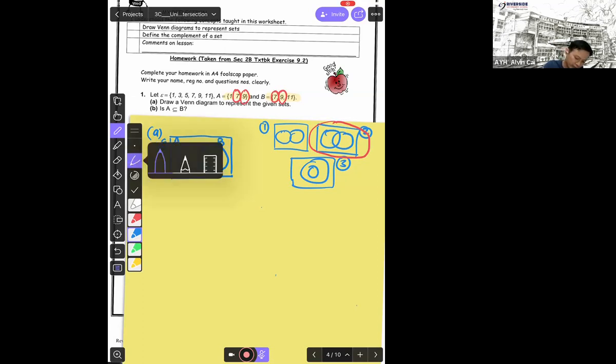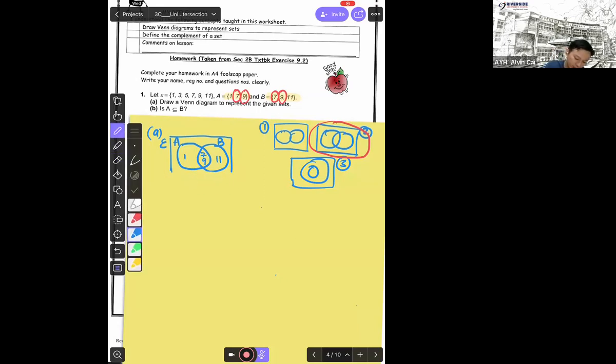Then let me just make the smallest. Then we will write down the common numbers 7 and 9. There's a common one. And A with an additional number 1 there, and B has 11 as an additional number. Okay, anything else that we need to put in? Is that all that we need to put in?